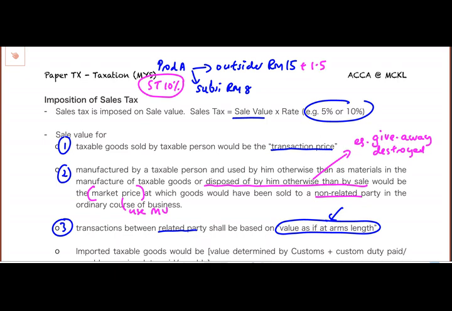Which is 10% of the 15. That's the sales tax. Now, this will also be 1 ringgit 50 cent for the sales tax, even though you're selling at 8 ringgit. Why? Because you must use the price that you transact at arm's length, that means you're selling to an outsider. Even though you can sell at a lower price, that's your problem. But for sales tax, use the market value. These will be the 3 cases for those who manufacture the goods.